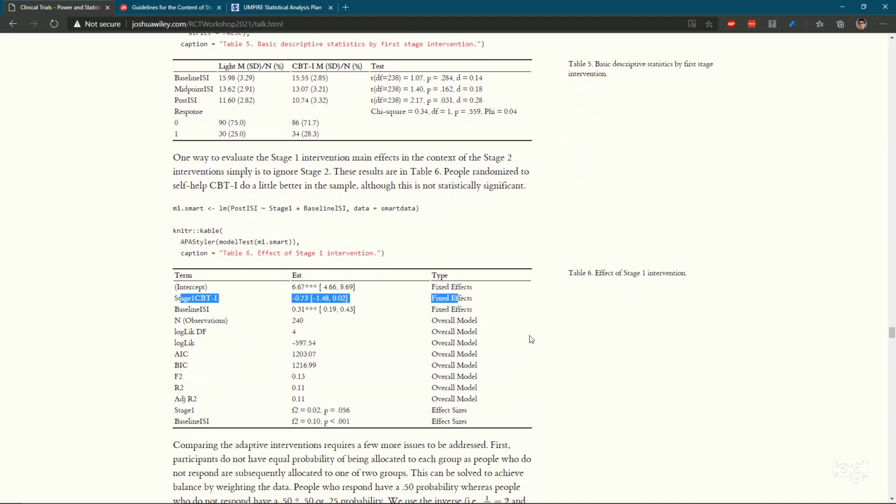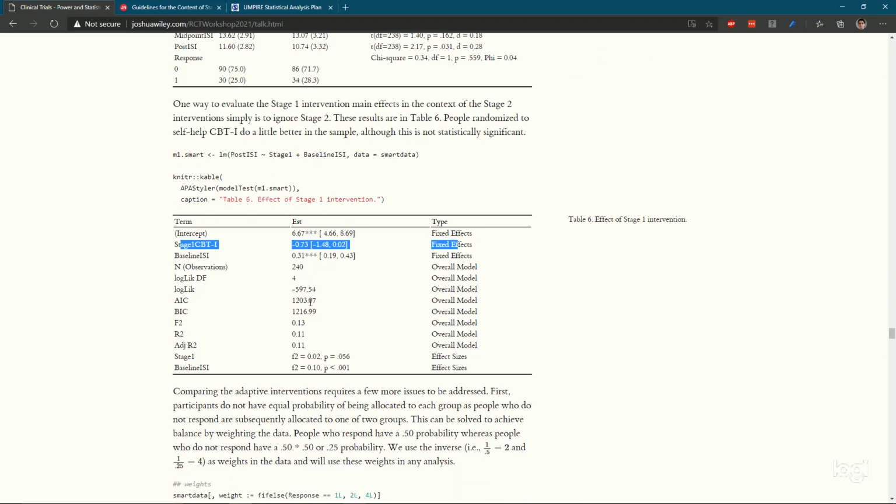And we can see that the people randomized to self-help CBTI initially do 0.73 points lower on this ISI at post than those initially randomized to self-help light. Not statistically significant, but sort of the direction is maybe slightly better for self-help CBTI. Not a huge effect, though.